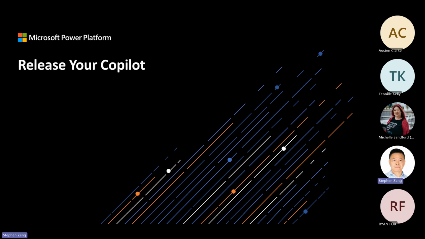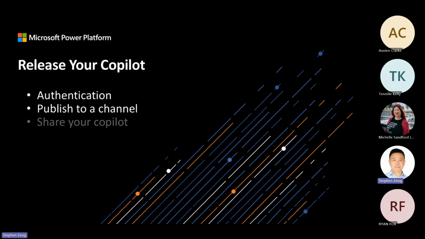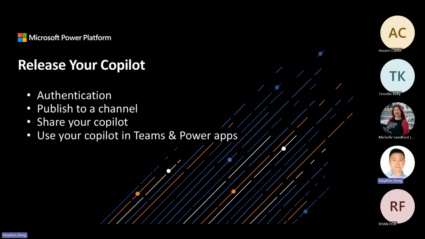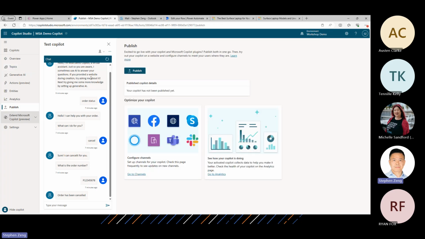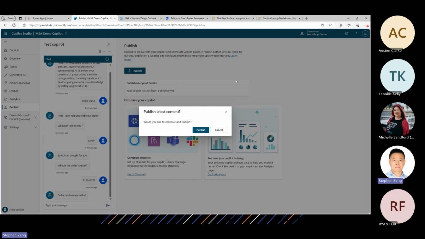Also, how you can release your Copilot. Let's quickly have a look at how we can publish the Copilot. As you have already seen, I can easily test or interact with my Copilot in the test Copilot panel. But when it comes to releasing or publishing my Copilot, it's really easy to do as well. First of all, go to Publish and click the Publish button.